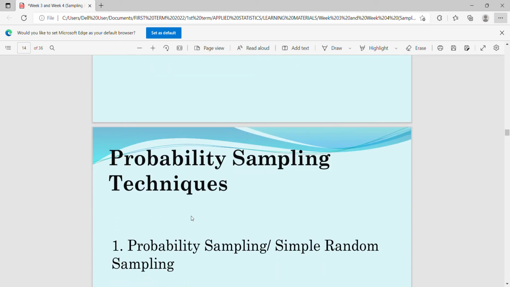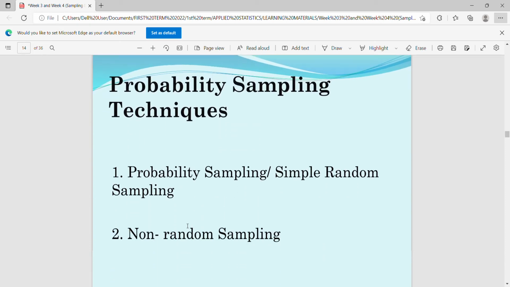These are the sampling techniques. We have probability sampling, or random sampling, and non-random sampling. So we need to distinguish the difference between these two sampling techniques.